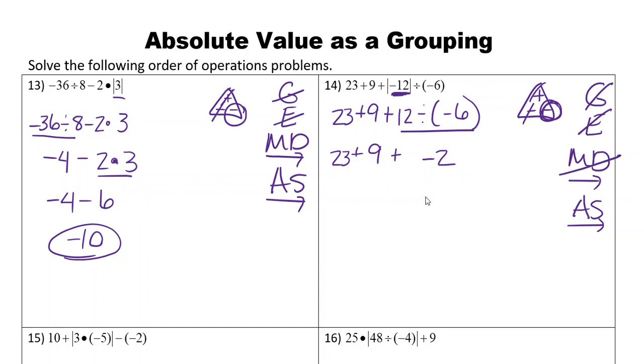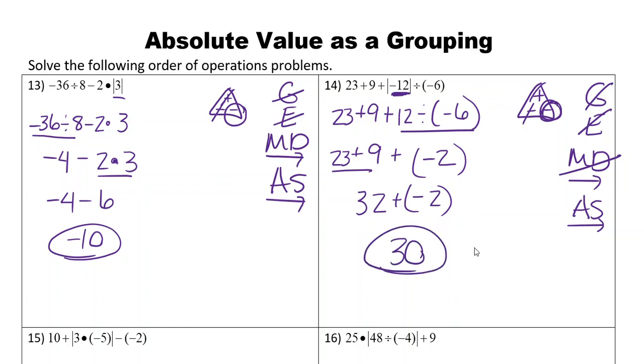Done with my multiplication division. Now I have to do addition, subtraction in front to back order, left to right. So 23 plus 9 would have given you 32 plus that negative 2. And if you want to, you can put it in parentheses. You don't have to. Now these are different signs. I'll have 32 positives and 2 negatives. They're going to cancel, which is like subtraction. And I have more positives left, so it should be positive 30.